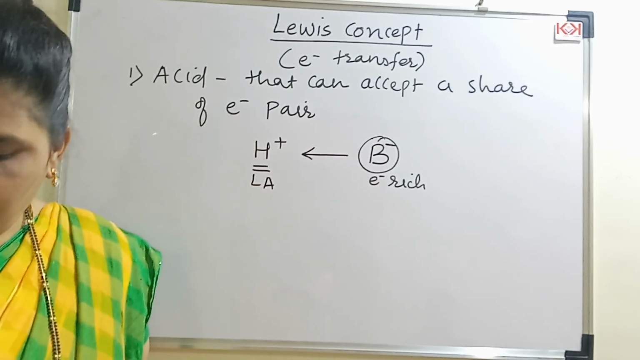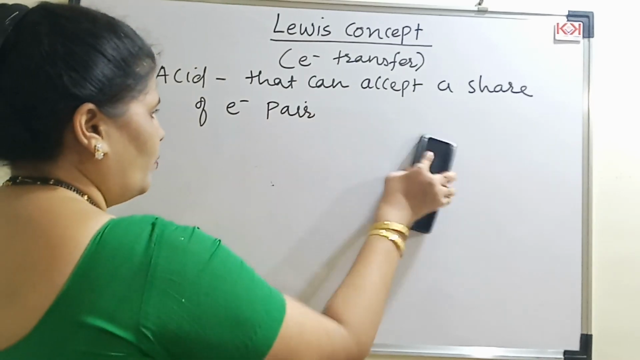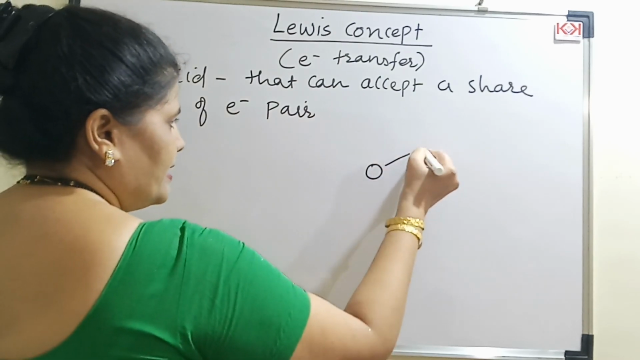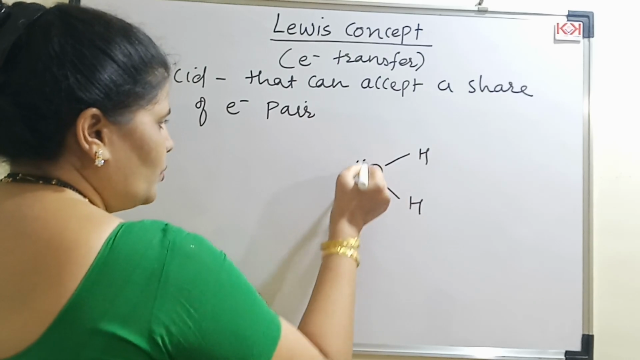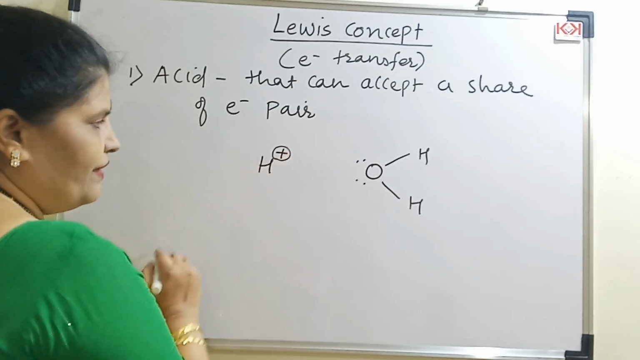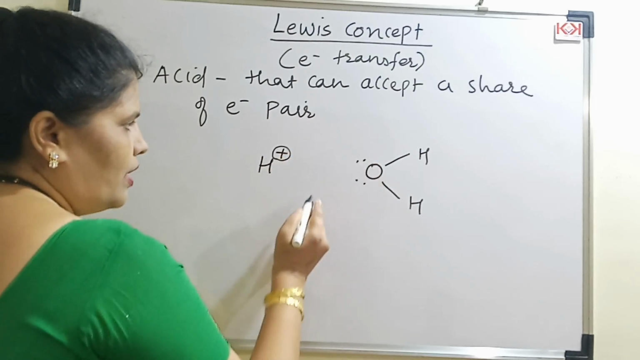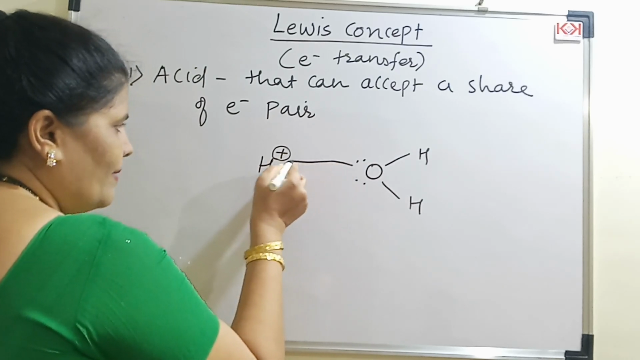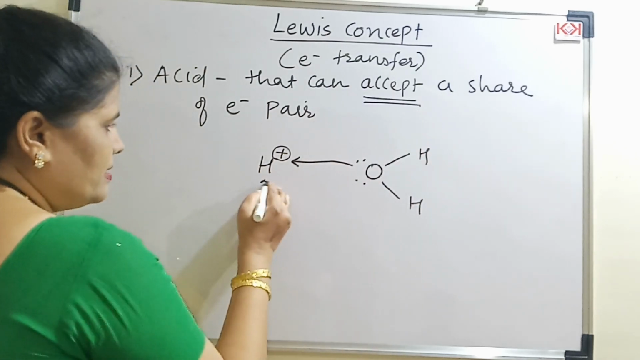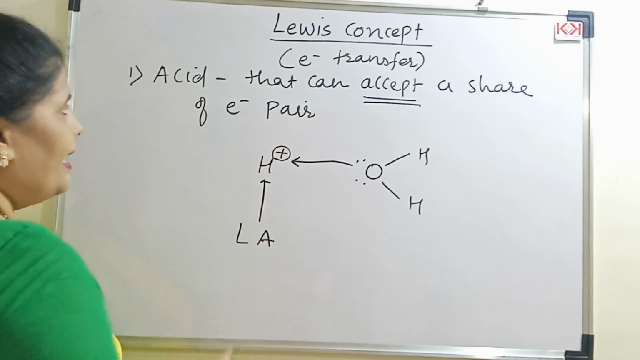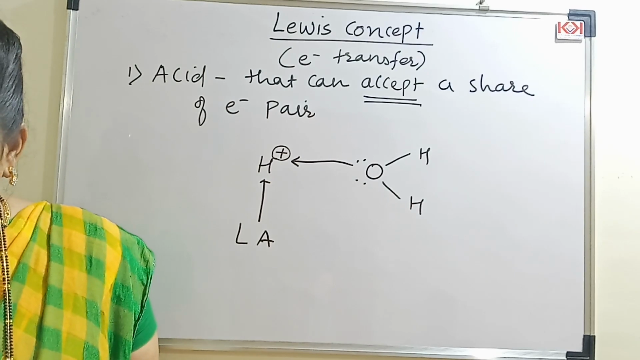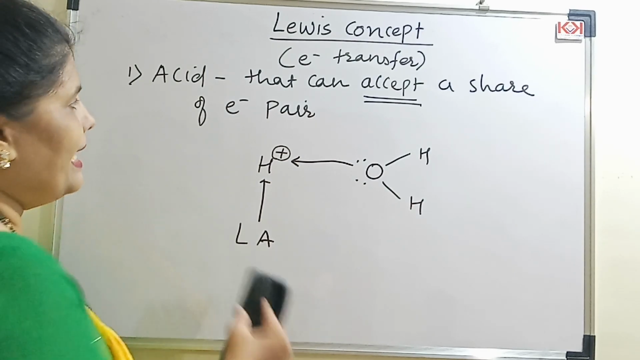To understand this better, let us take one example, that is water and H+. If I draw water, I will draw it in this way. There are two lone pairs here and I will have a proton here. If you see, this is electron deficient and this is electron rich. So the electron pair will be shared in this way, from this to this. Which is the Lewis acid? As it is accepting, this is the Lewis acid according to Lewis. So what is a Lewis acid, students? A Lewis acid is a substance that can accept a share in an electron pair.